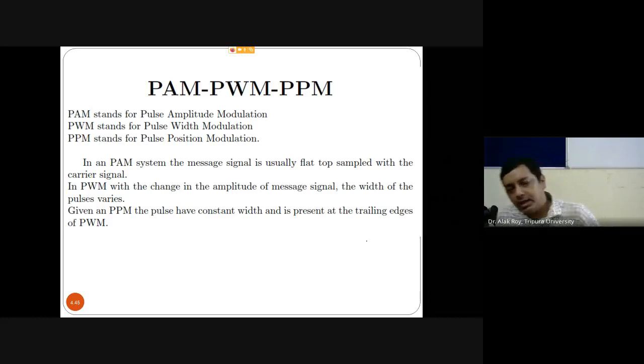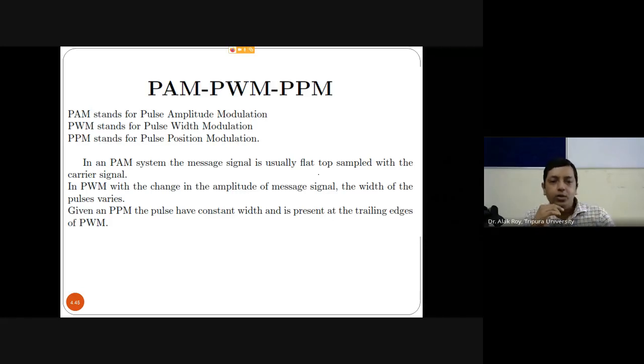In this topic, I have one more topic. Already I have covered pulse amplitude modulation. There are two more topics, PWM and PPM. What are those? PAM stands for pulse amplitude modulation. PWM stands for pulse width modulation. PPM stands for pulse position modulation. So in a PAM system, the message signal is usually flat top sampled with the carrier signal.